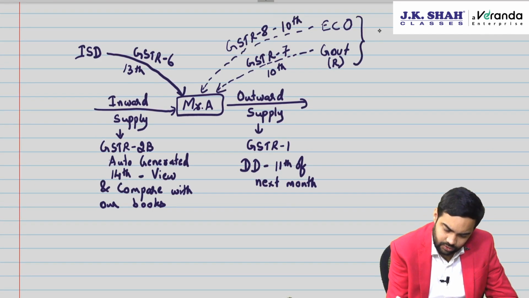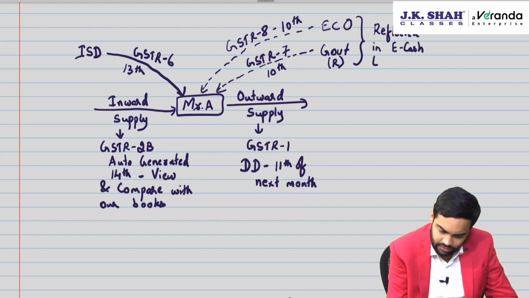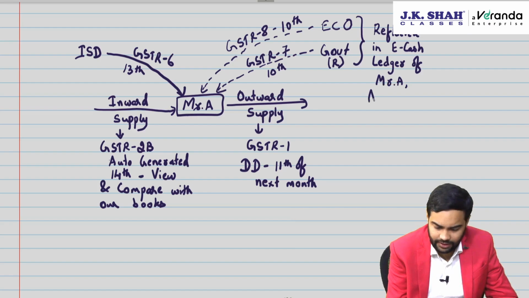Now these two get reflected in the e-cash ledger of the supplier. Obviously, this happens only after validation.